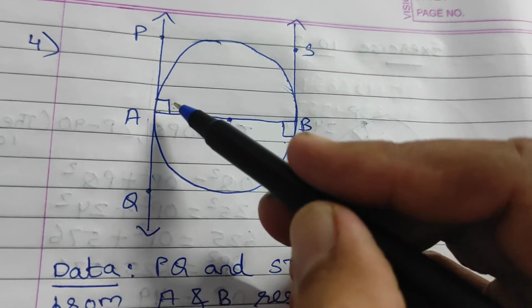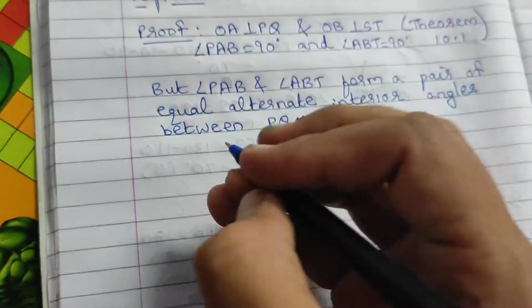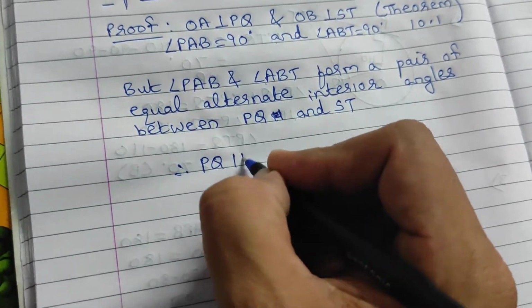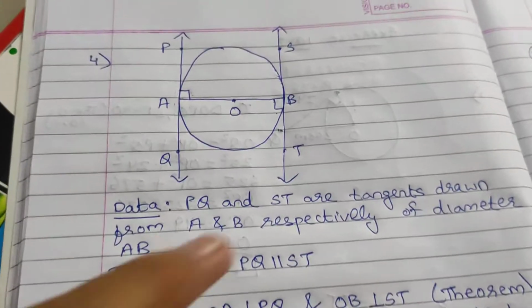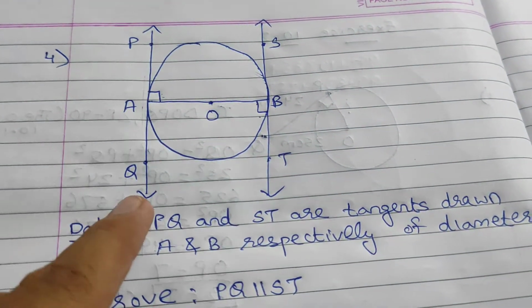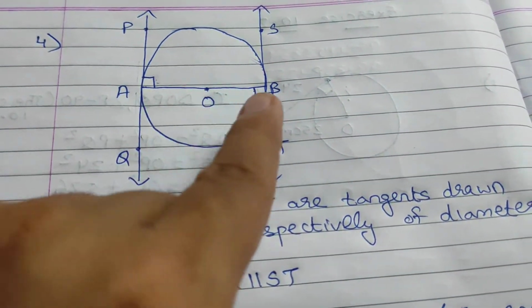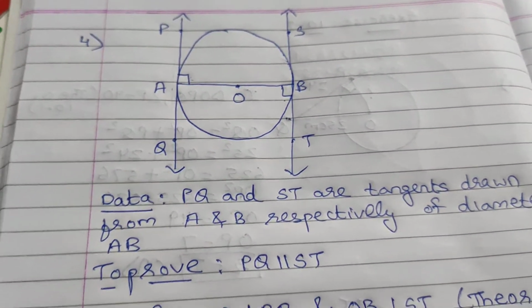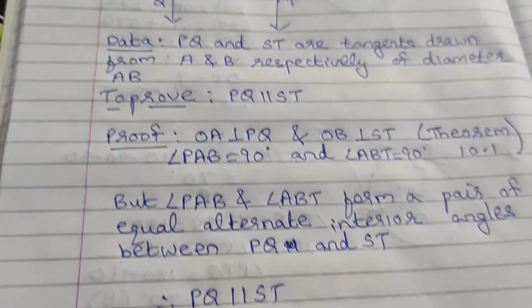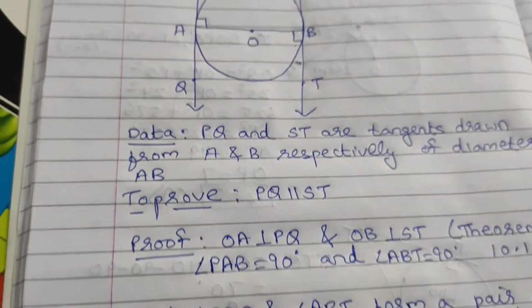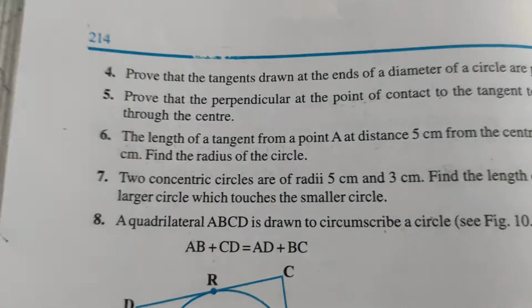So what does it mean? It means interior alternate angles are equal, and that means that the lines are parallel. Therefore PQ is parallel to ST. Here we complete this short sum. Radius is perpendicular to tangent. So these two angles are 90. But these two angles form alternate interior angles. And alternate interior angles are equal. That means the lines are parallel. So here is a very short sum. Sum number 4. Now moving further, we come on to sum number 5.